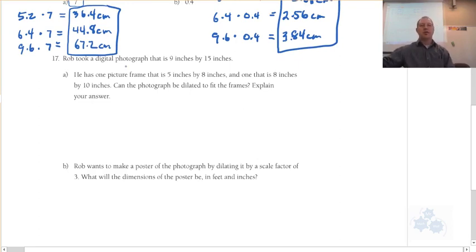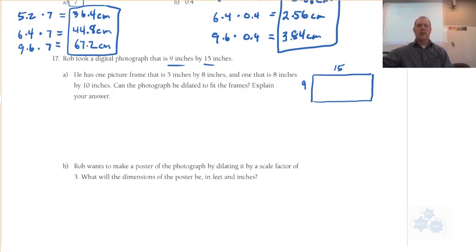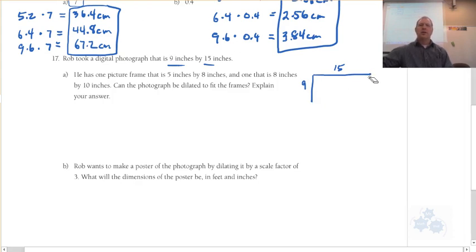So it says Rob took a digital photograph that is 9 inches by 15. Now, if you want to draw a sketch, you can: 9 by 15, just a rough sketch that is roughly proportional. So here's the picture, right? A little less than, well, that actually might be a little bit long there maybe, but anyways, it's a rectangle, right? So here's 9, so 15 is 9 plus another 6, so let's say it's maybe about like that. Okay. So that's roughly proportional.